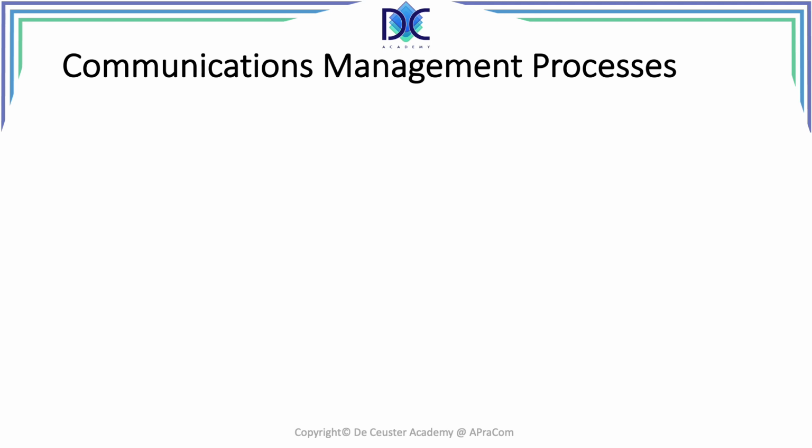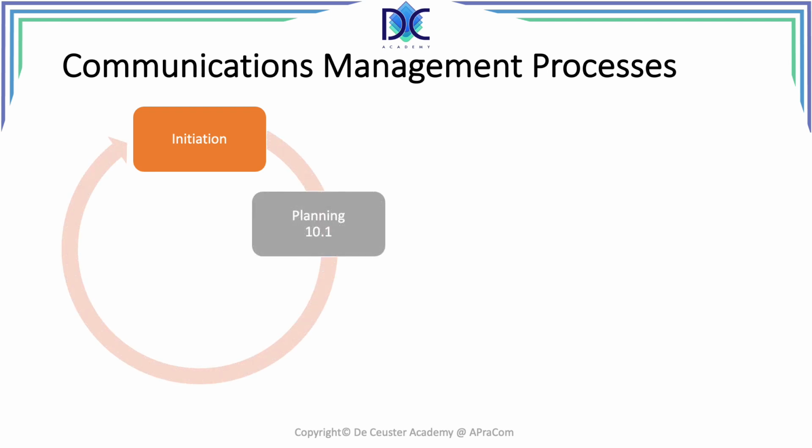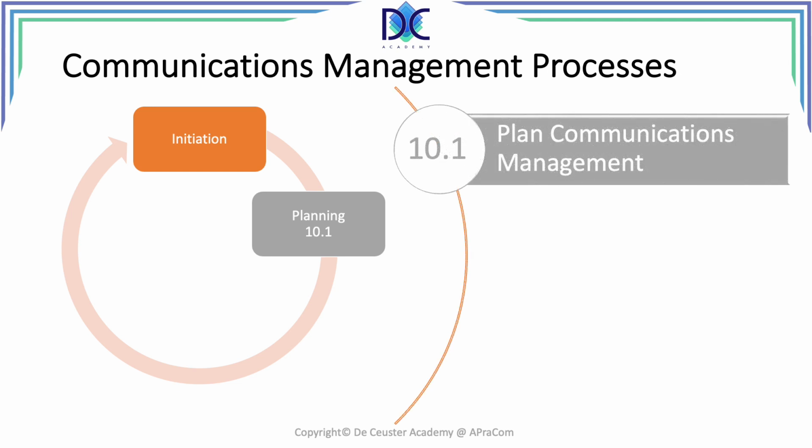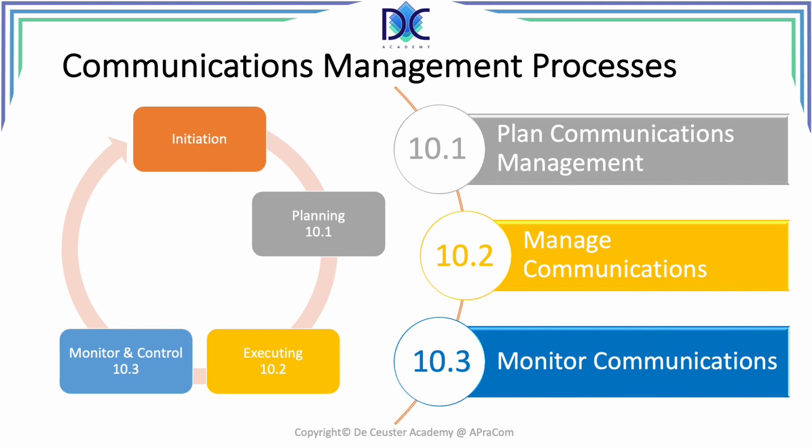When we look at the processes, we have first of all the initiation. In initiation, there is no communication here, but when we go to planning, we see that we talk about the plan communications management. Here we define the rules, how we will deal with communications and the tools that we are using. In execution, we manage the communications, we are dealing with them, we are working on them, we are sharing the information. And during monitoring and control, we monitor the communications. We see if the communications are done properly and what we have to adjust to improve the quality of the communications.